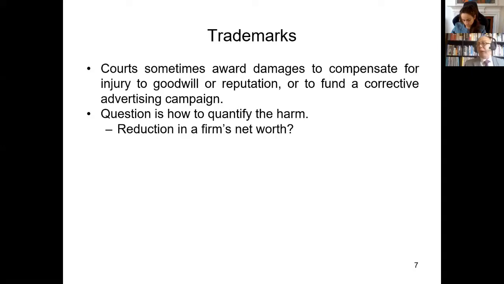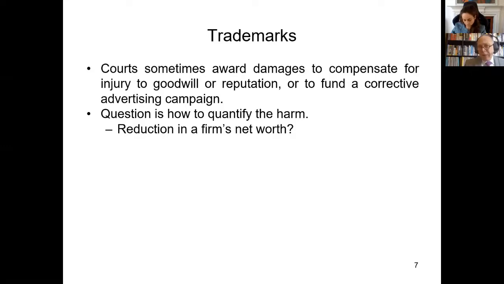The question, though, in all of these cases is exactly how do you do this in some sort of consistent and non-arbitrary way. It can be very difficult to quantify harm to reputation or harm to goodwill, although maybe it's easier in this context than in other types of IP contexts.